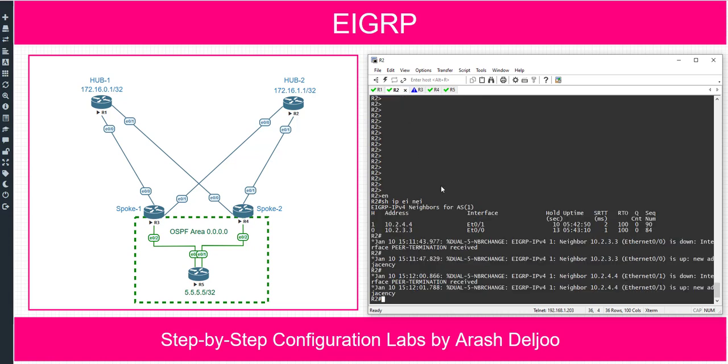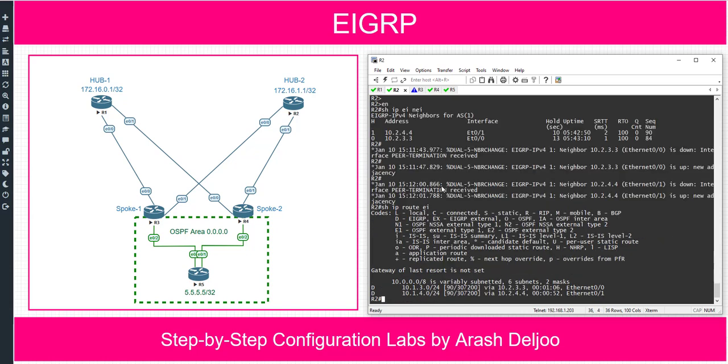And also in router 2, we have a similar condition, show ip route eigrp. As you can see, again here we have only 10.1.30.0/24, the link between router 1 and router 3, and also 10.1.40.0/24, the link between router 1 and router 4.